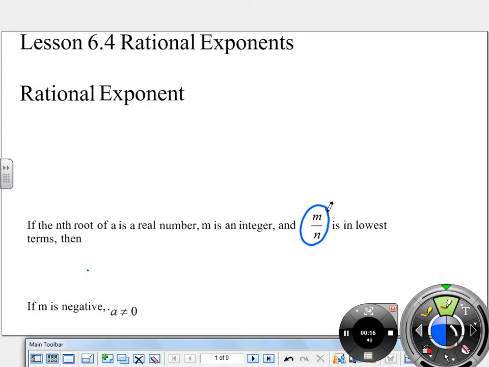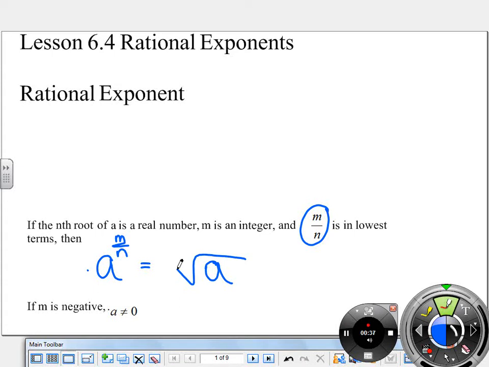So here it says the nth root of a. So a is our base, okay? And if we're looking at m over n as the exponent, then this can actually be written in radical form where a is the radicand.